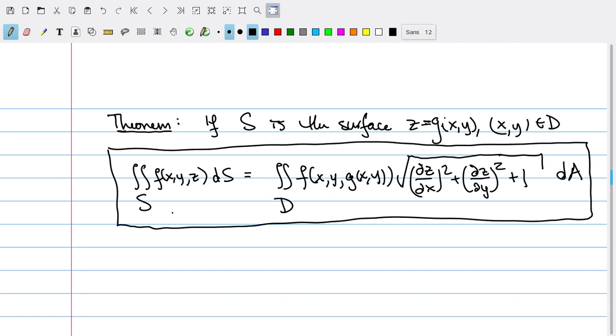So this is a pretty useful equation, because a lot of the surfaces that we're interested in are actually given by graphs of functions, and many surfaces, at least locally, can be expressed this way. Let's look at an example.